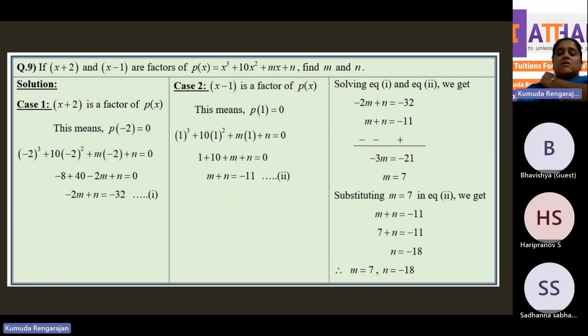Online students, one minute. Online students, I've shared the answer now. Can you see my screen? Yes, miss. Please check where you've gone wrong. What's your question?